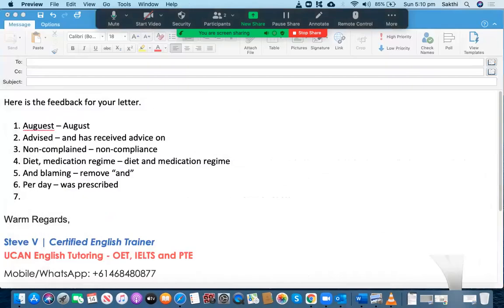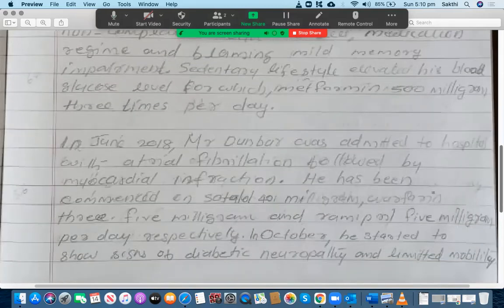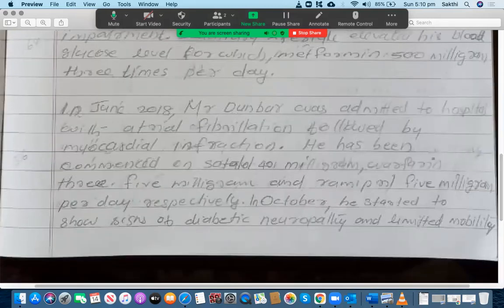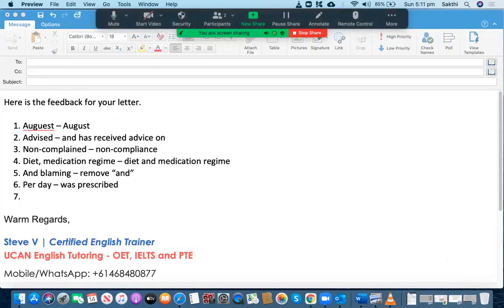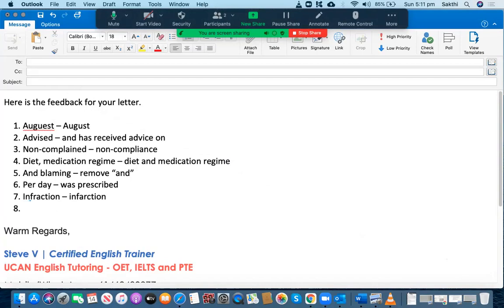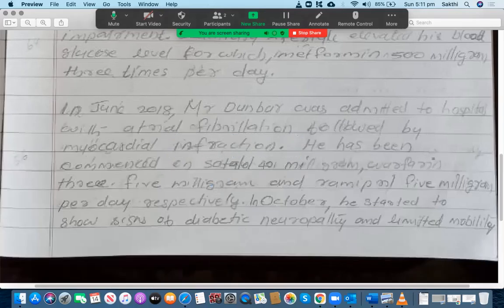Okay, sir. Let me go to the next one. In June 2018, Mr. Dunbar was admitted to hospital with atrial fibrillation, okay, followed by myocardial infarction. It's not infraction, but infarction. Okay, spelling mistake. Infraction, that's wrong. It's actually infarction. So this is incorrect because this is a different word. Okay, entirely it's a different word. All right, he has been commenced on this medication, 40 milligram warfarin 3 times.